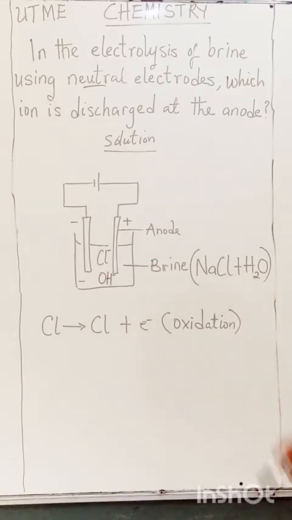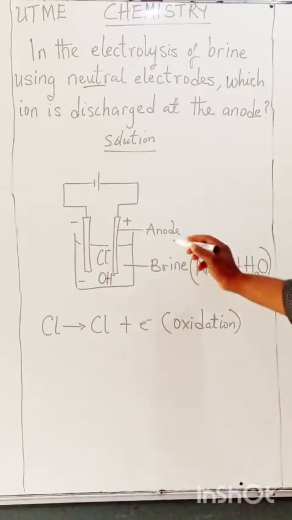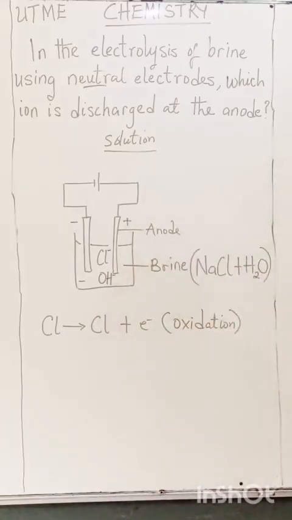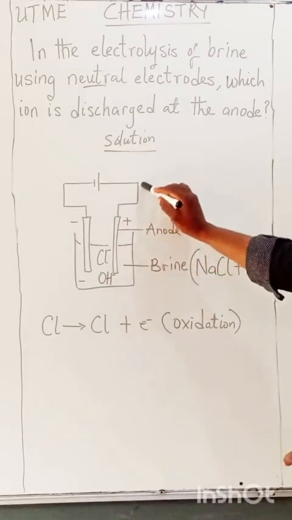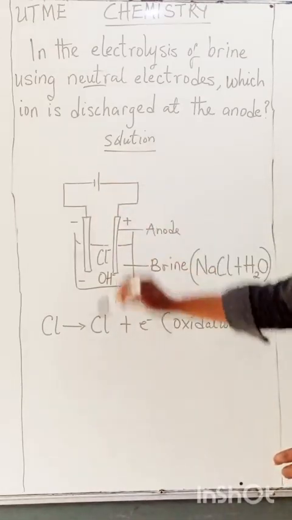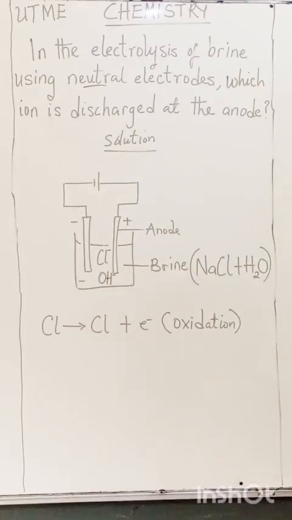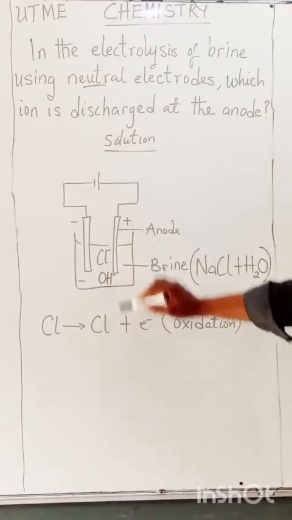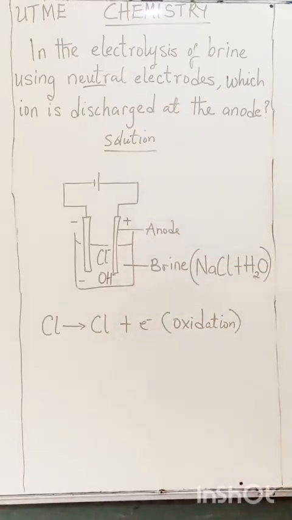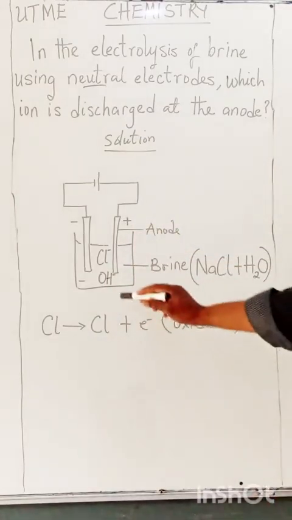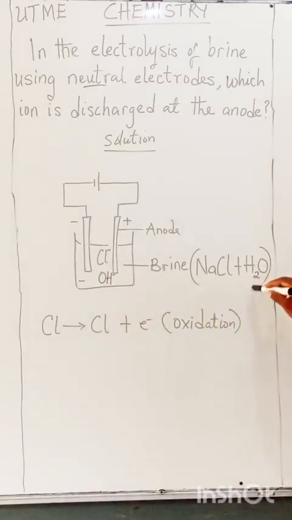And when we say anode, we are referring to the positively charged electrode, which is this electrode attached to the positive terminal of the battery. Is that clear to you? Now, if this is positively charged, which ions is it going to attract? It is going to attract OH minus from water and also the Cl minus from sodium chloride.